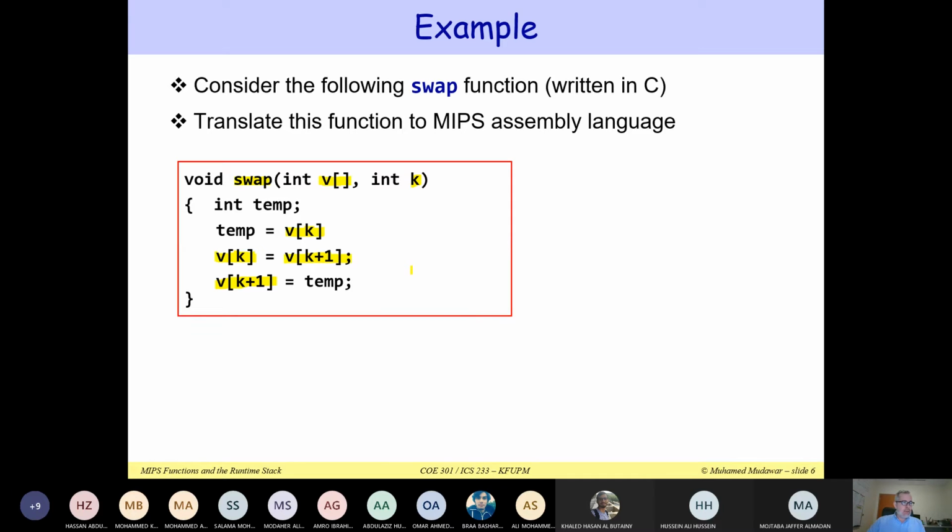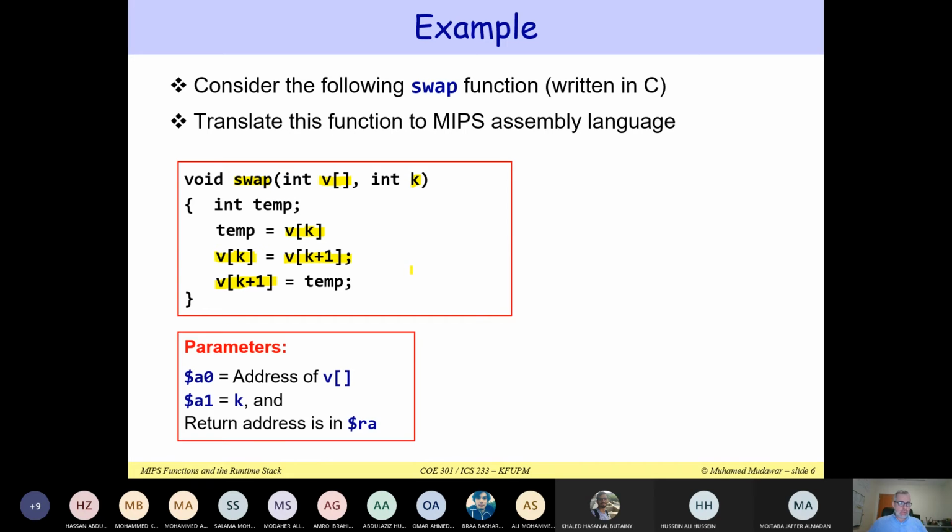We are going to use two arguments, and according to the MIPS assembly language convention, we pass the arguments in registers A0, A1, A2, and A3. But in this case, we only have two, so we only need two registers, A0 and A1. Now, A0 cannot store the entire array V because the array V is large, and we don't know how many elements exist inside this array. So we cannot use a register to store the entire array, but we can use the register to store the address of the array V.